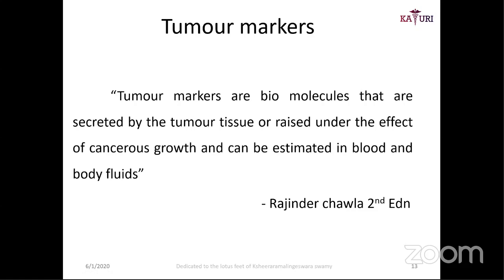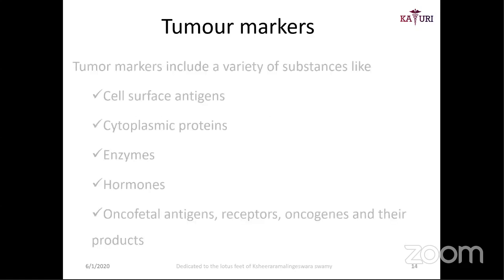Okay. Tumor markers, these are the biomolecules which are raised in the blood because of the tumor tissue. It can produce them or make them high. So coming to the types of tumor markers. There are different types. They can be surface antigens, cytoplasmic proteins, enzymes, hormones. Anything related to the tumor can be a tumor marker. Oncofetal antigens, receptors, oncogenes, and their products can also be tumor markers. So these are the different types of tumor markers.